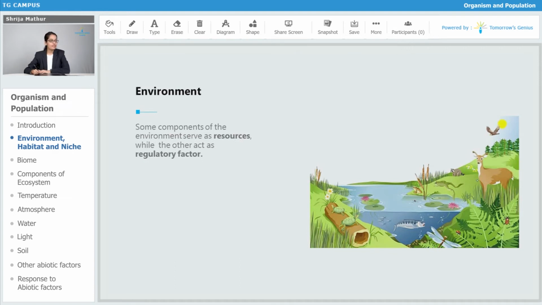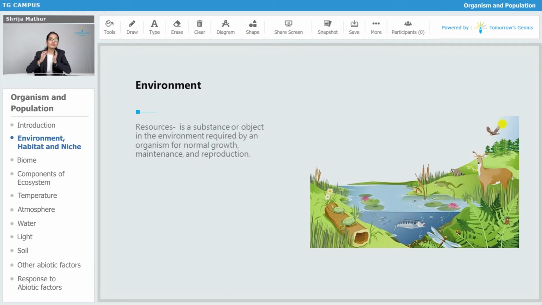Some components of the environment serve as resource while others act as regulatory factors. So now these are the two terms which are used when we talk about the environment. One is resource, another is the regulatory factor. Now what is a resource? Resource is a substance or object in the environment required by an organism for normal growth, maintenance and reproduction. So the basic requirements which an organism requires for survival, for growth, for reproduction, are referred to as resource.